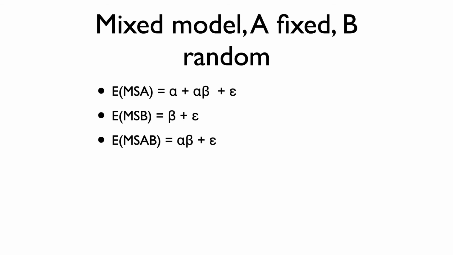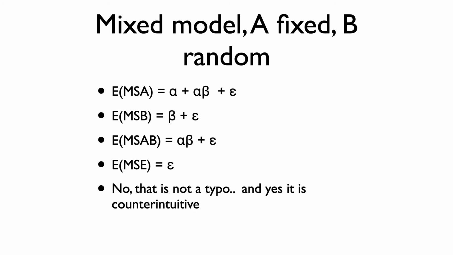In this model, A is fixed. If A is the fixed effect, the expected value is alpha plus alpha beta plus epsilon. If B is random, it's beta plus epsilon. And then the interaction is alpha beta plus epsilon, and of course the error is just error. And that's not a typo. I know it looks like, well, for mean squared A, isn't that actually the same as for random? Yeah. But you said A is fixed. Yeah. The math makes it like that, and we don't have to go any further than that, okay?